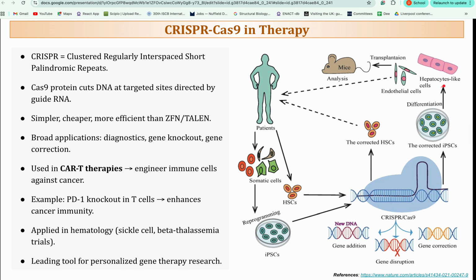Their differentiation is done into the hepatocyte-like cells. They are endothelial cells which are transplanted into the mice for analysis. And in this case, these corrected HSCs are further inserted back into the patient. So this is how gene editing can be used to treat the disease state, either by adding a new gene, or by disrupting the faulty gene, or by correcting some gene. So this is the example of CRISPR-Cas9 in therapy, and how it is used.